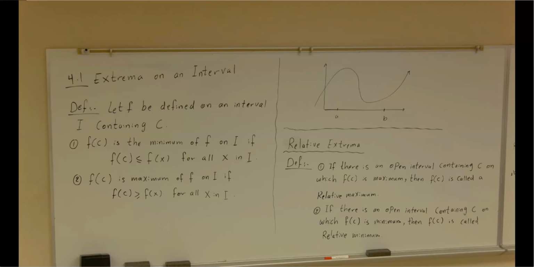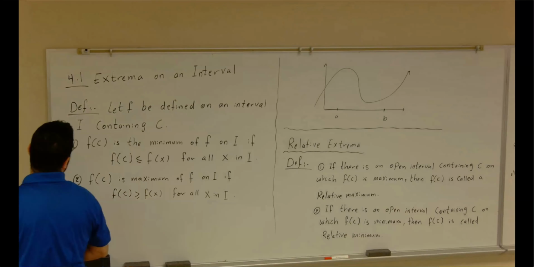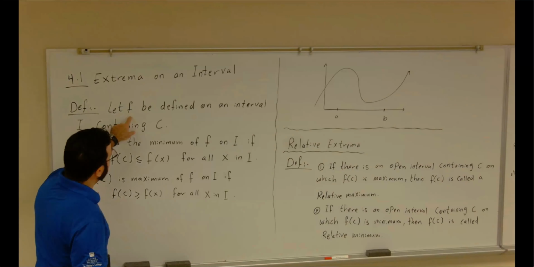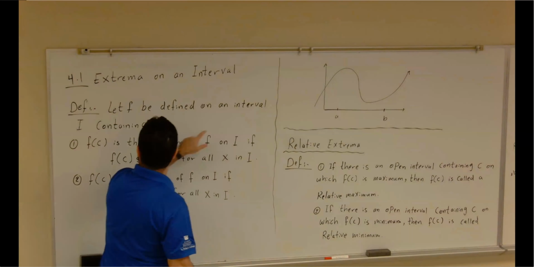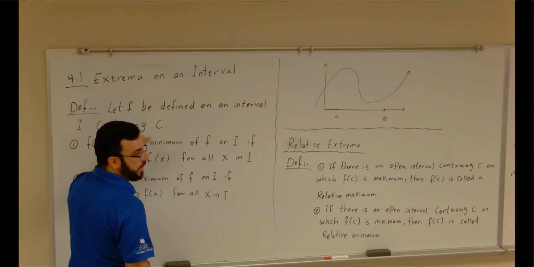So section 4.1, Extrema on interval. You will see there's a lot of notes, but when we do examples, it's going to be super easy. So let f be defined on an interval I containing a point C. C is the x coordinate, okay?